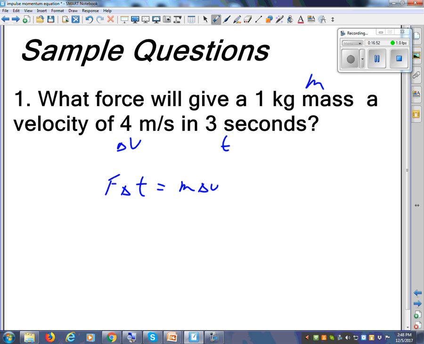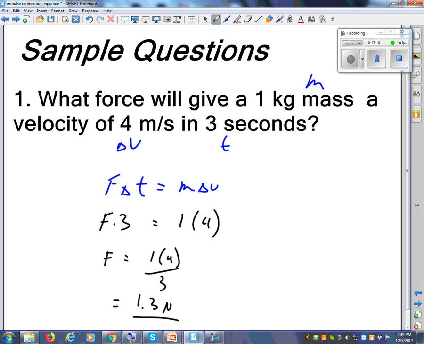It's pretty simple. We are solving for force here. The time is 3, so F times 3 is equal to my mass, and the delta V is 4. So F is going to be 1 times 4 all over 3, which would be 1.3 newtons. That's how simple these are. Would you expect that to be a multiple choice question? Yeah, probably. Okay, good?